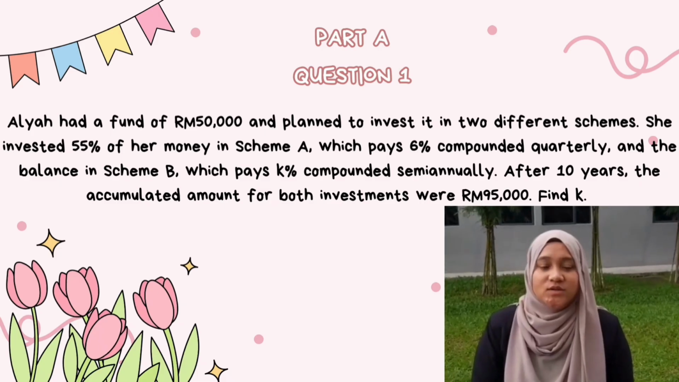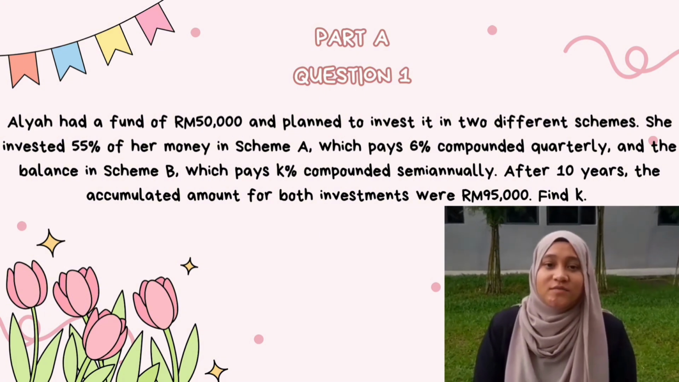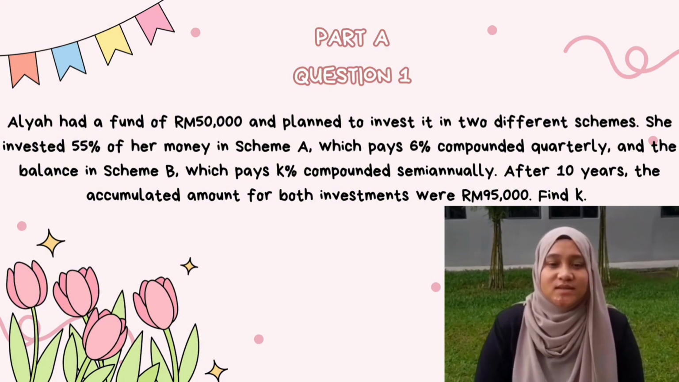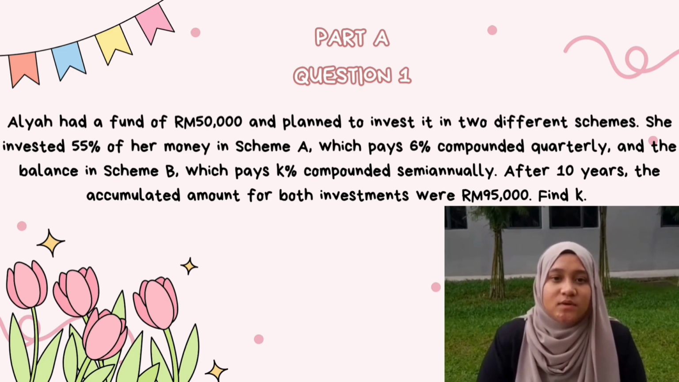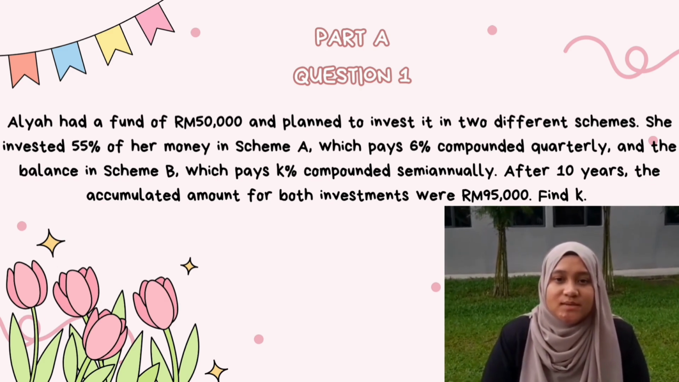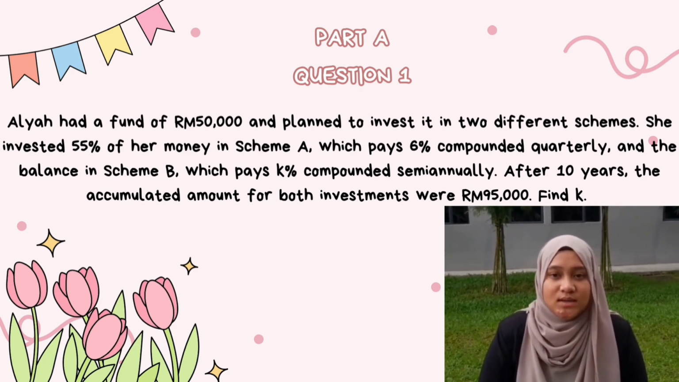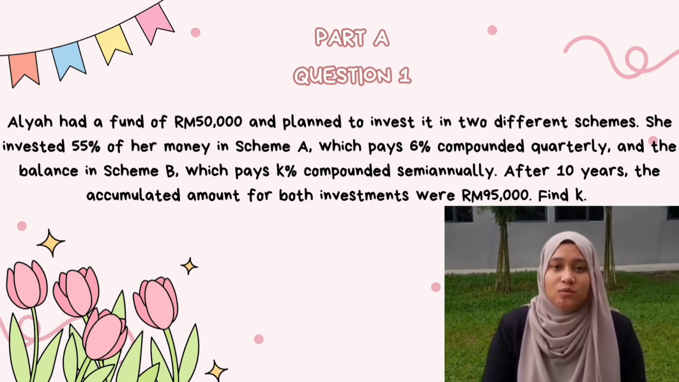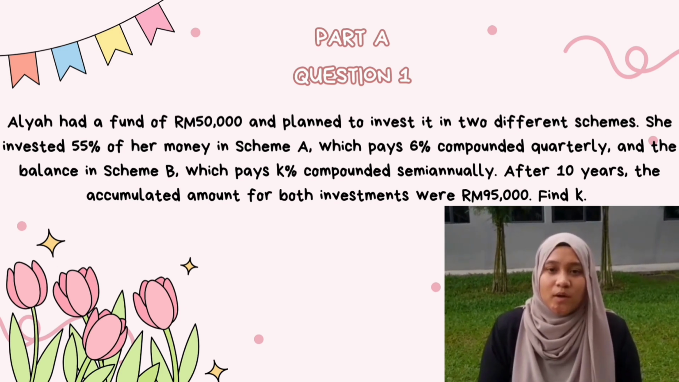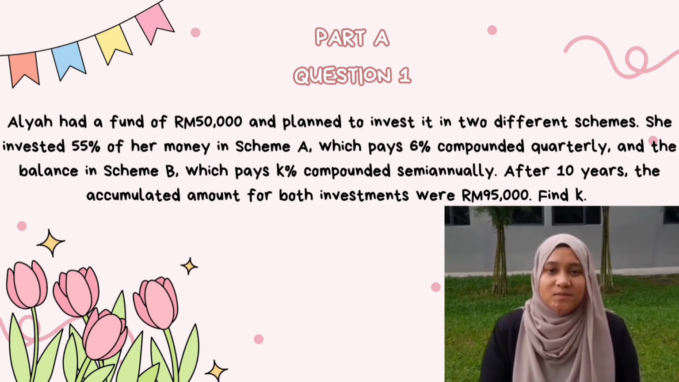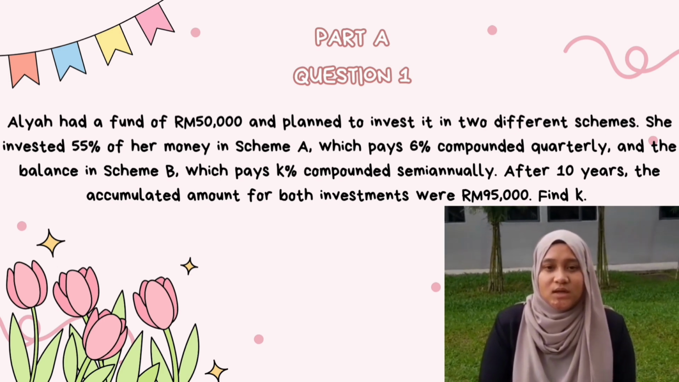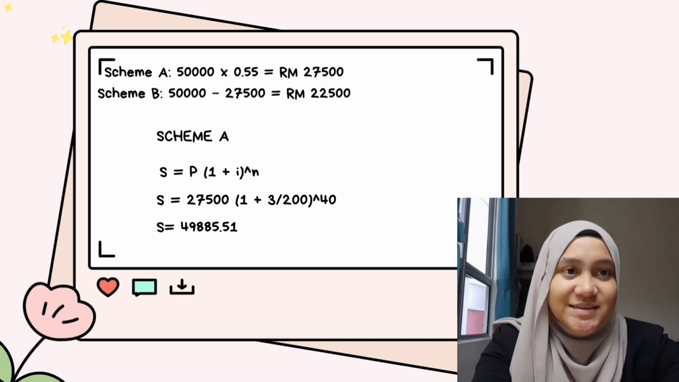On part A, question 1, Alia had a fund of 50,000 ringgit and planned to invest it in two different schemes. She invested 55% of her money in scheme A, which pays 6% compounded quarterly, and the balance in scheme B, which pays K% compounded semi-annually. After 10 years, the accumulated amount for both investments were 95,000 ringgit. Find K. Part A, question 1.